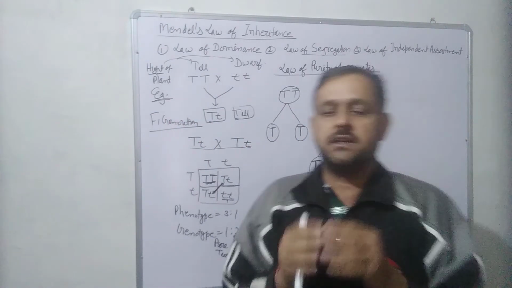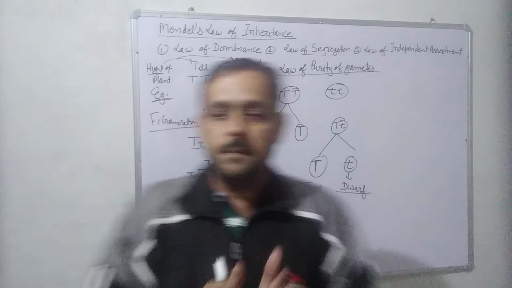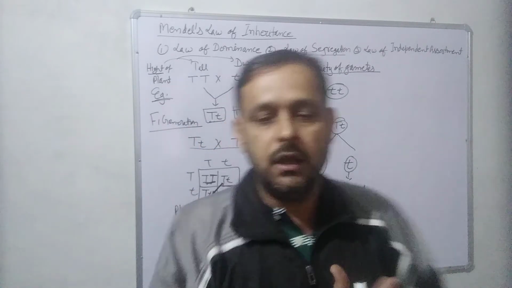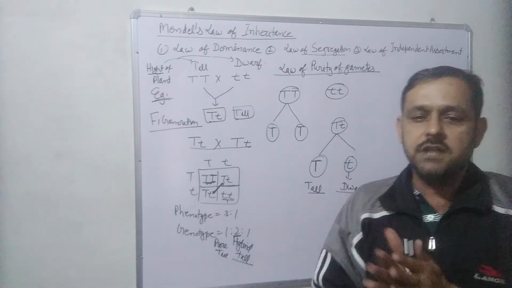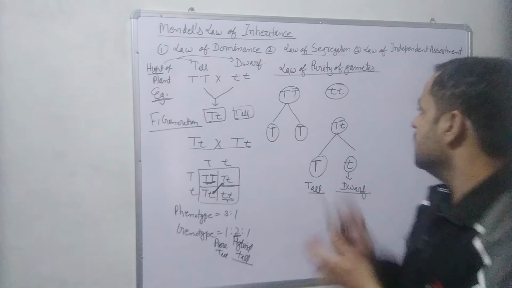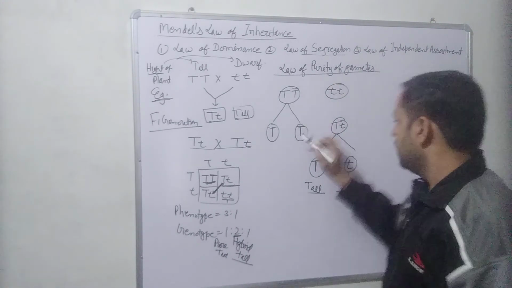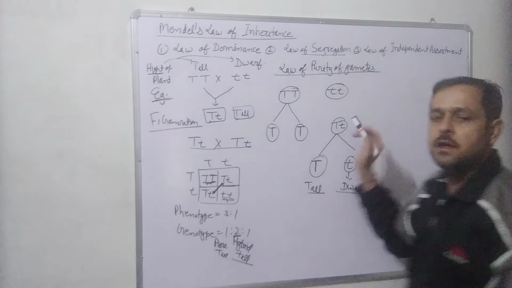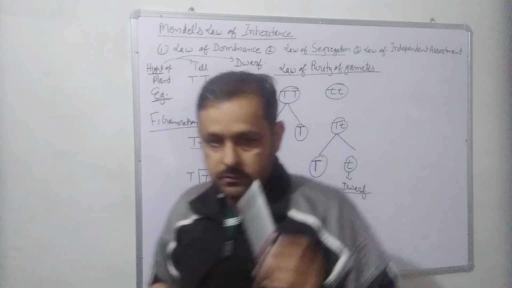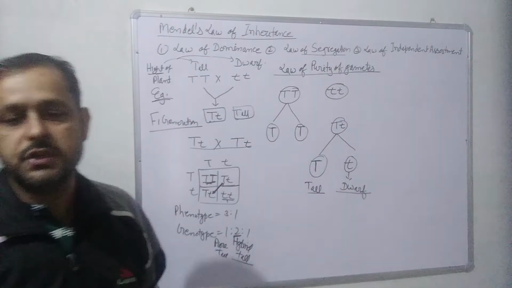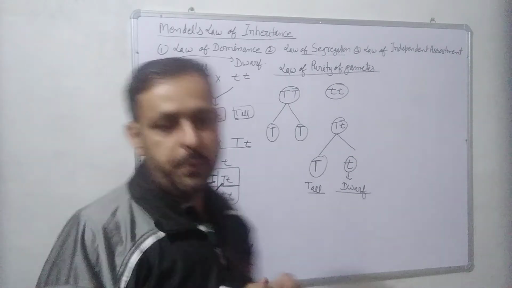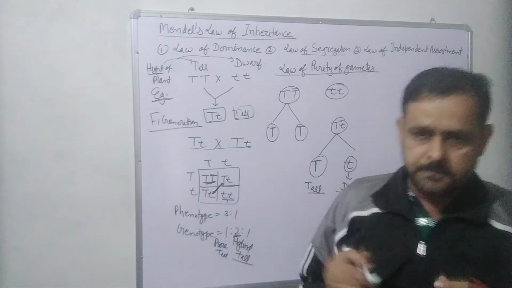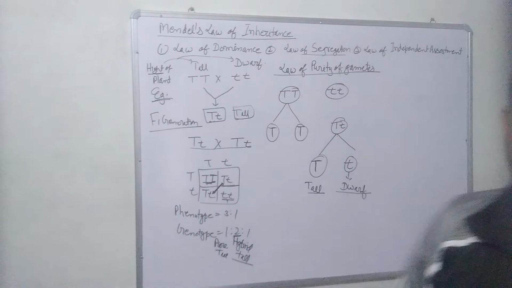Third, each character is controlled by a gene in the organism. And fourth, each gene has two alleles, meaning genes are present in pairs. Here they are present in pair, here they are also present in pair. So each gene has two alleles which control a single pair of contrasting characters.